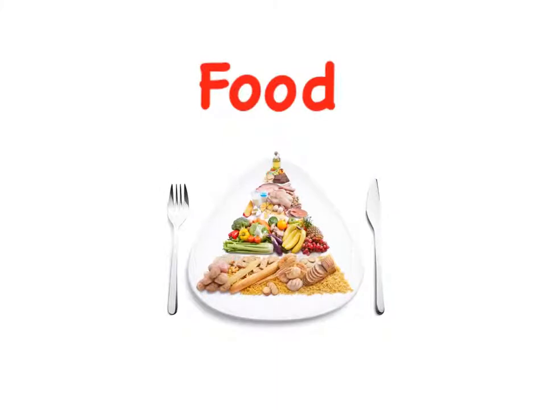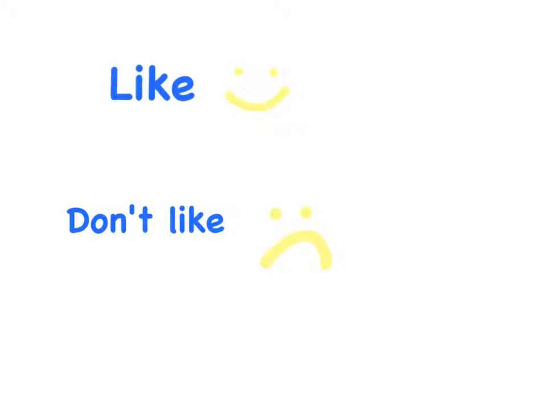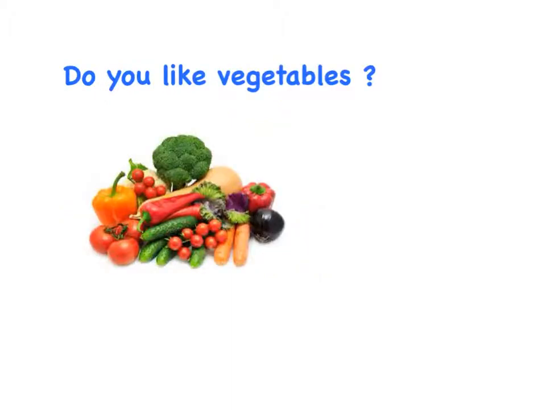Yummy, right? When we talk about food in English, we usually use the verb like. I like oranges, yummy. And the negative, don't like. I don't like hot dogs, yuck. To ask other people's opinion about food, you can ask the questions. Do you like vegetables? The person will say, yes, I do, if they think it's yummy, or no, I don't, if they don't like it.